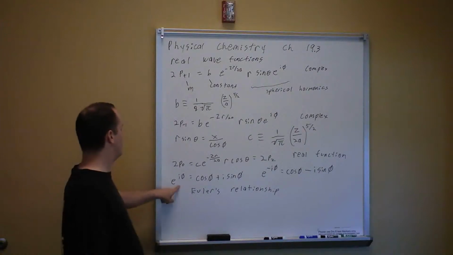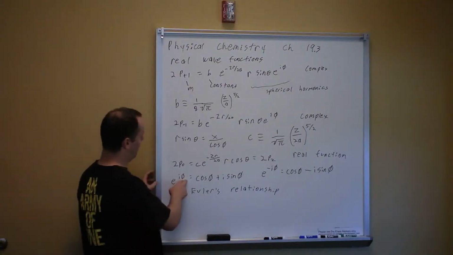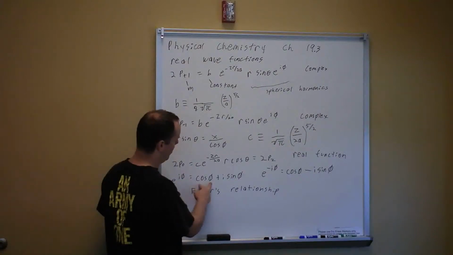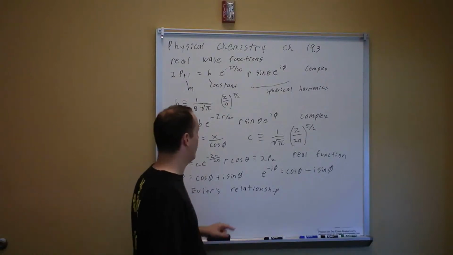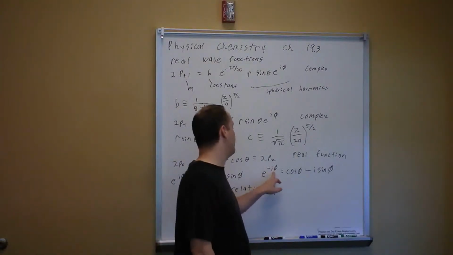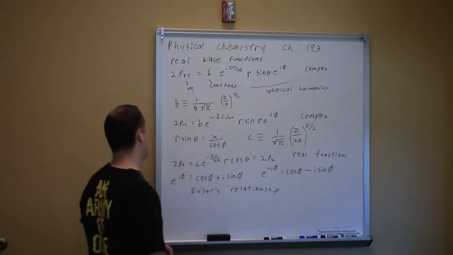Now remember Euler's relationship: if you have e to the i phi, normally you learn it as theta, but it works for any variable. e to the i phi is cosine phi plus i sine phi. Hopefully if you took differential equations you learned that. So e to the minus i phi would be cosine phi minus i sine phi.